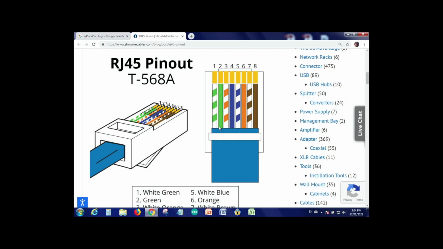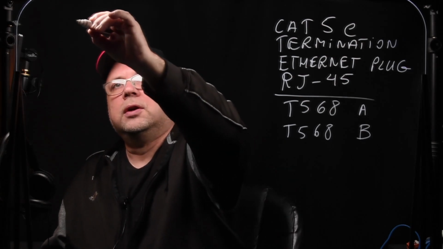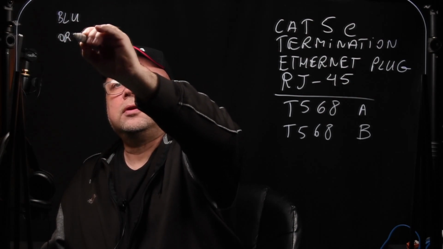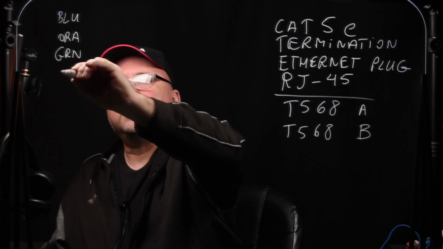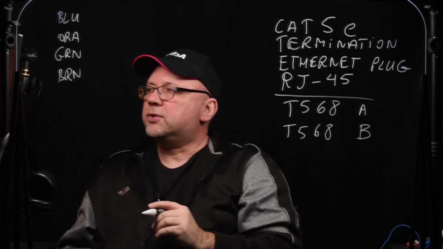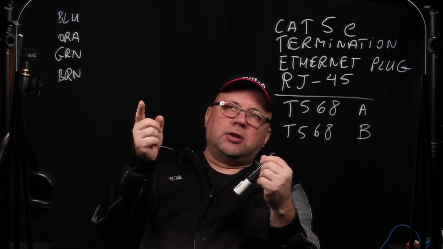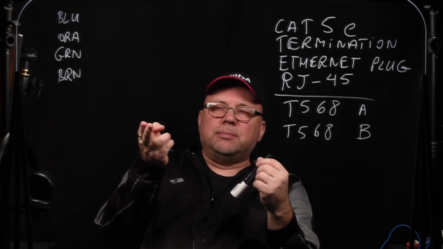Remember how we count the pairs? The pair numbers are blue, orange, green, brown. Let's just write this down. Can we see it? Yes. Blue, orange, green, brown. This is how we count the pairs, and each pair has a solid and a striped conductor. Okay. So if there's a blue pair, it's going to have a solid blue and a white conductor with the blue stripe. Can we see that?